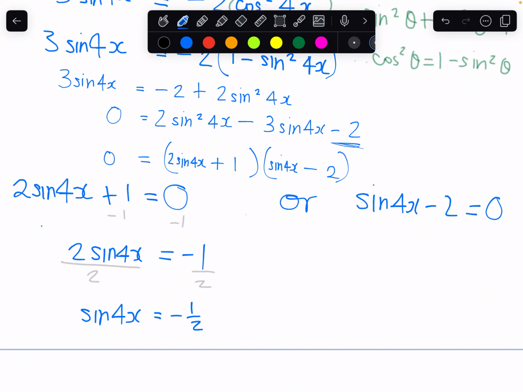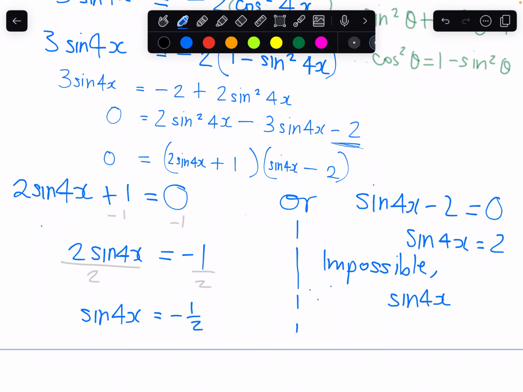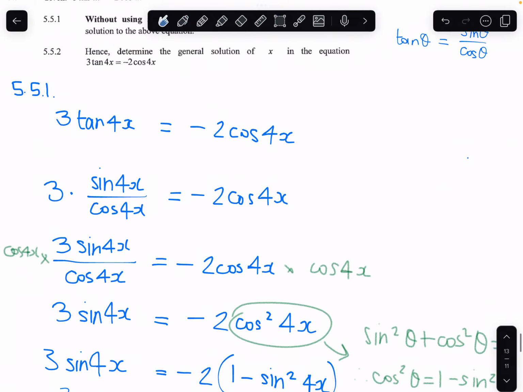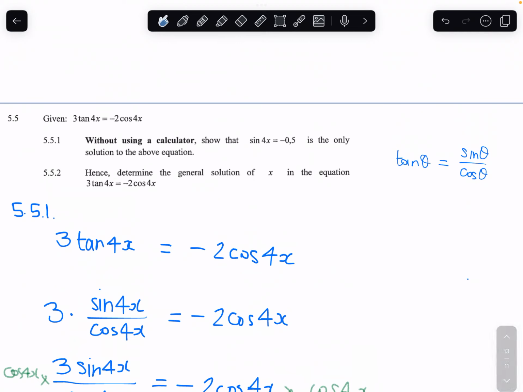Okay, or the other option would be if sine 4x is equal to 2. But that is impossible, because we know that sine of any angle will always be between negative 1 and positive 1. So this is the only valid solution, as the question told us. Sine of 4x is equal to negative a half is the only solution to that equation.